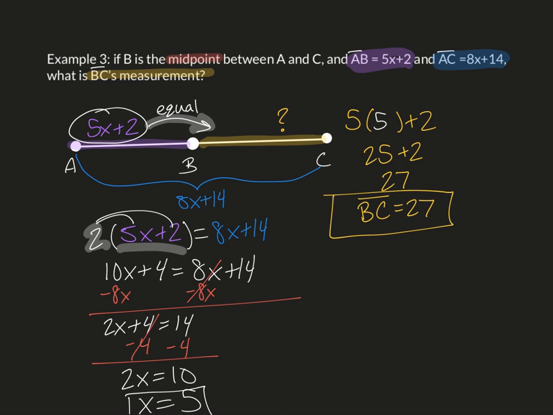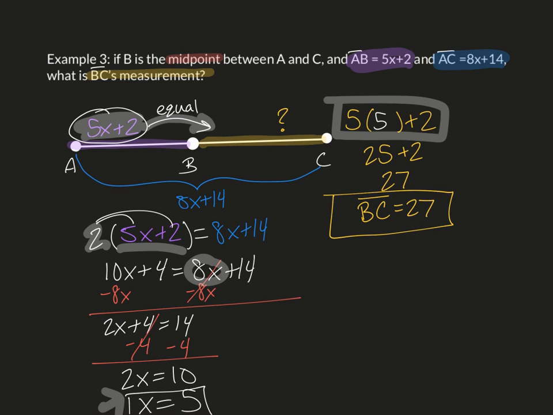Distributed, got my variables to the same side. Remember, it's always easier to move the smaller variable, which is why I moved the 8x. The last step, I did this in my head. I hope you guys are able to do 2 times something equals 10, which is 5. Almost positive you guys can all do that. And then what I did next was I needed to actually solve for BC, because remember, that's what they were asking for. So I know, again, that BC has an equal measurement to the purple, so that 5x plus 2. So I used that 5x plus 2. I plugged in 5 for x. I solved, and I got 27.